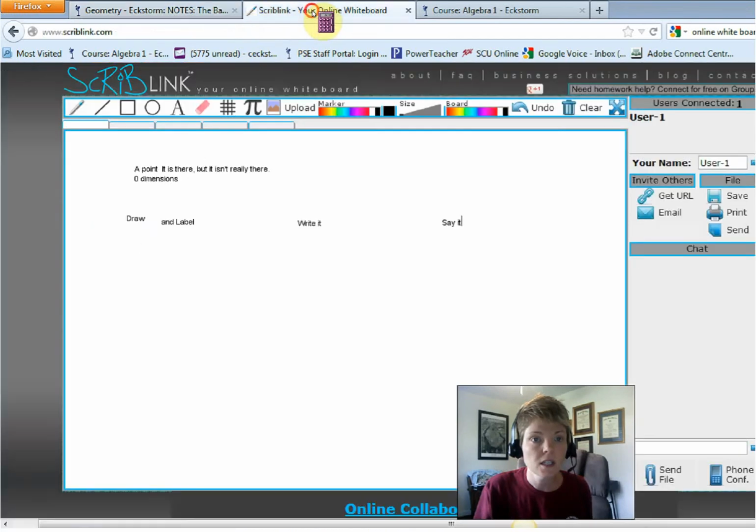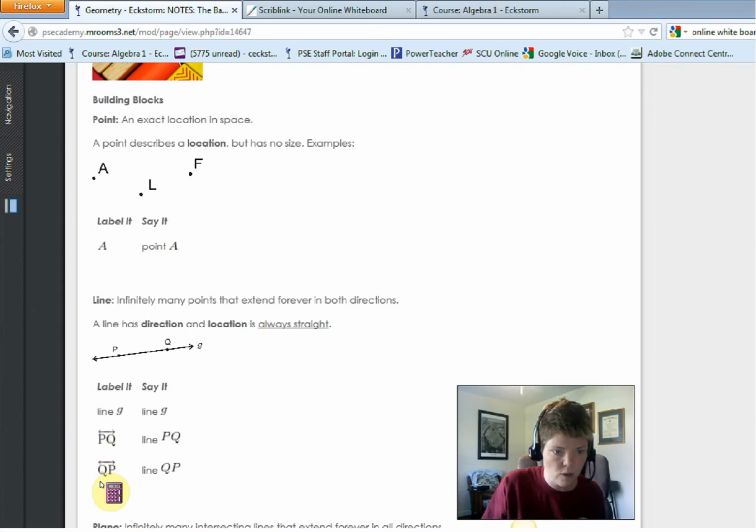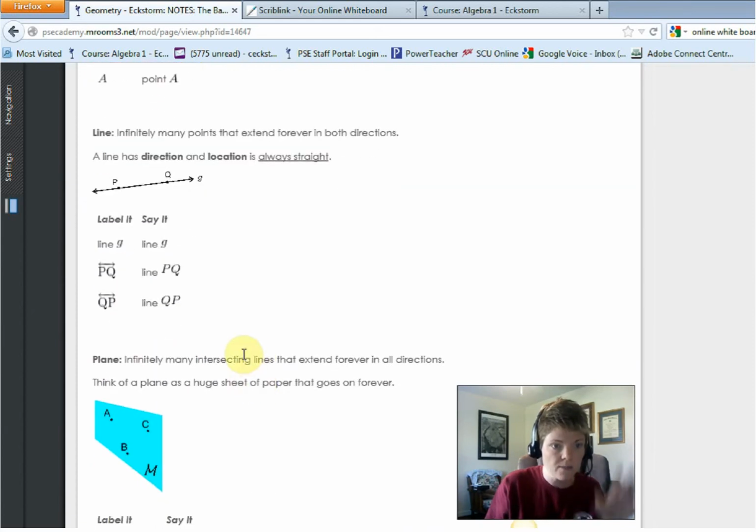All right, so what do we need to know about a line? It continues in 2 directions forever. How many dimensions does a line have? Some of you want to say 2 dimensions, but really that's just 1 dimension. Left and right is 1 dimension, okay? How do you draw it, write it, and say it? Draw it, label it, write it, and say it, okay? Study that, write it down.